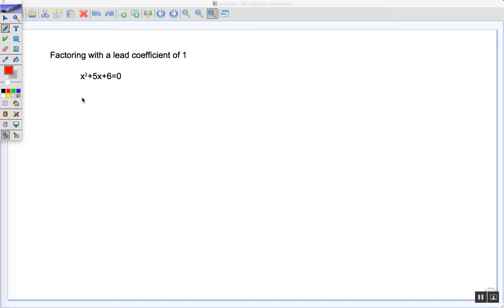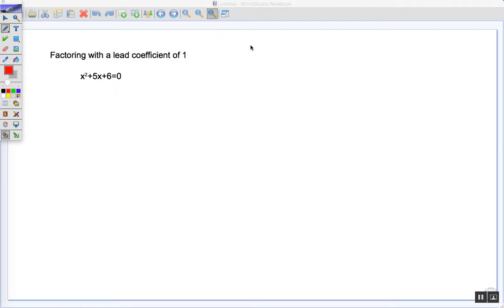This lesson is on factoring a quadratic that has a lead coefficient of 1. Your lead coefficient is just the number that is in front of your x squared term. That's all that means. This method is pretty straightforward when you have a leading coefficient of 1. We want to write this in factored form, which means we want a product of factors.